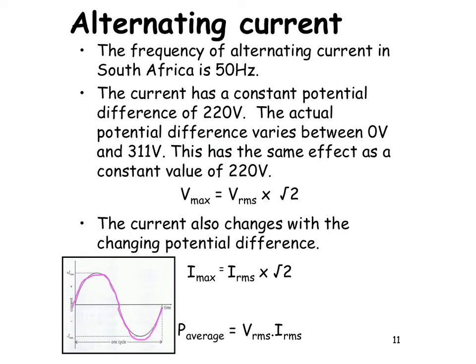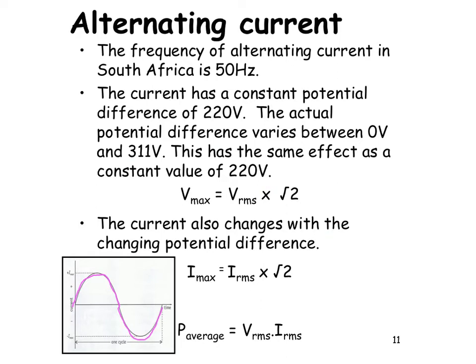And so what you say is that the maximum, which is 311, is equal to the root mean square multiplied by the square root of 2. Because of the fact that this is a sinusoidal wave, you can just multiply by the square root of 2 and you get the average. It has the same effect as 220 volts.